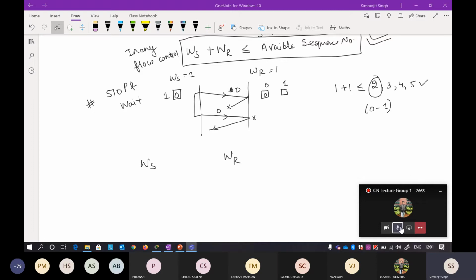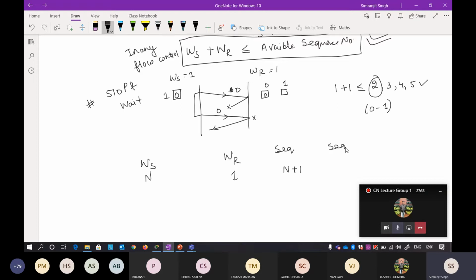If you take the sender window size as n and the receiver window size as n, the available sequence number should be equal to or greater than n plus 1. Most probably it will be equal, because if it is equal to n plus 1, you can maximize the utilization, or you can say maximize the CPU utilization. It can be greater than this, but if it is equal to this, you will get more utilization.